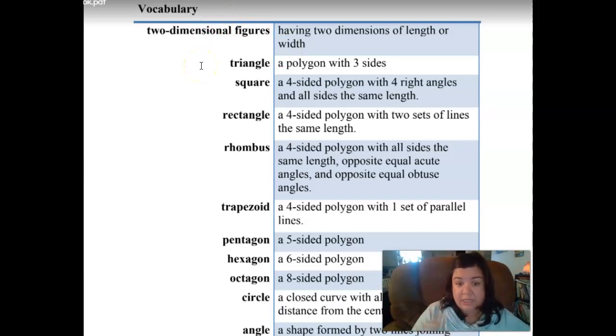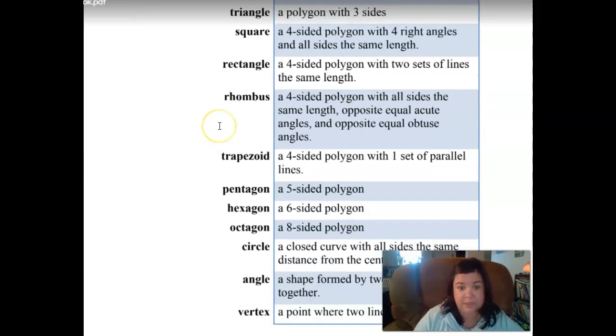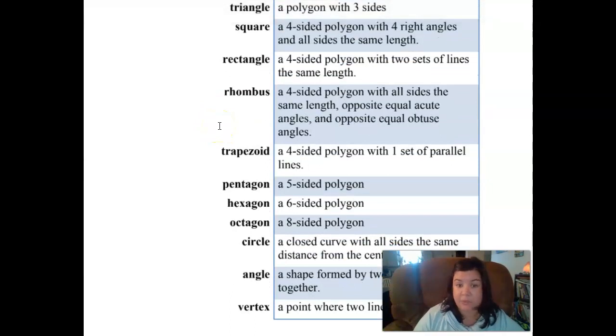Square, it's four sides. So it's a four-sided polygon. But this is what we're going to learn. So it has four right angles, and then all the sides are the same length. A rectangle is a four-sided polygon with two sets of lines that are the same length. The other two aren't the same. A rhombus. Say that after me. Rhombus. So it's a four-sided polygon with all sides that are the same length, opposite equal acute angles, and opposite equal obtuse angles. What are those? We're going to have to figure that out, aren't we?